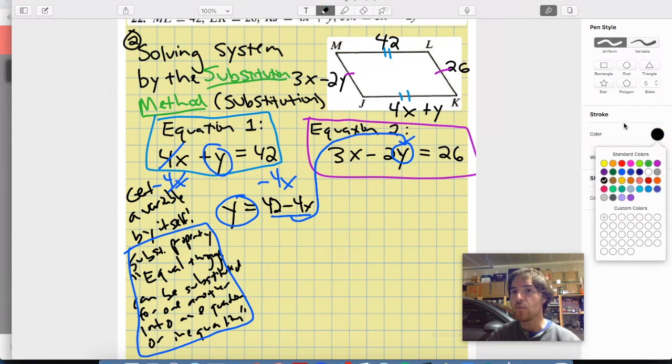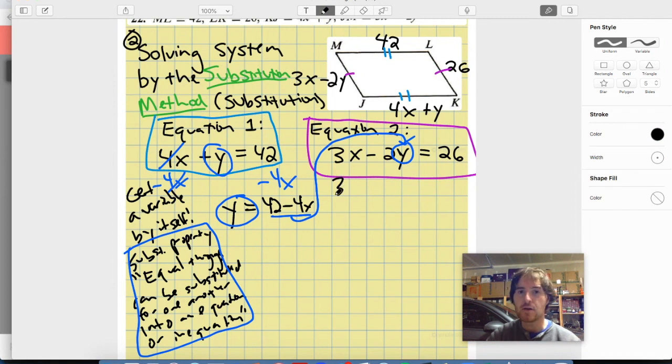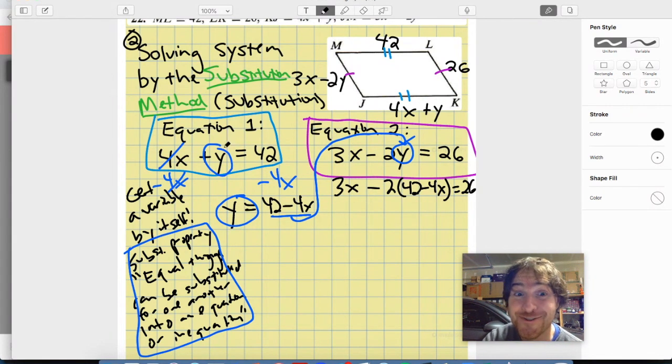This is a way of rewriting this second equation so that y no longer appears in it, but an expression involving x does, because I had y isolated from earlier in equation number 1. So we get negative 2 times the quantity 42 minus 4x, and that's going to equal 26. Look at that, that's what you're going for. That's why we couldn't solve this here: these had 2 variables in them. Now this only has 1 variable because we replaced it here.